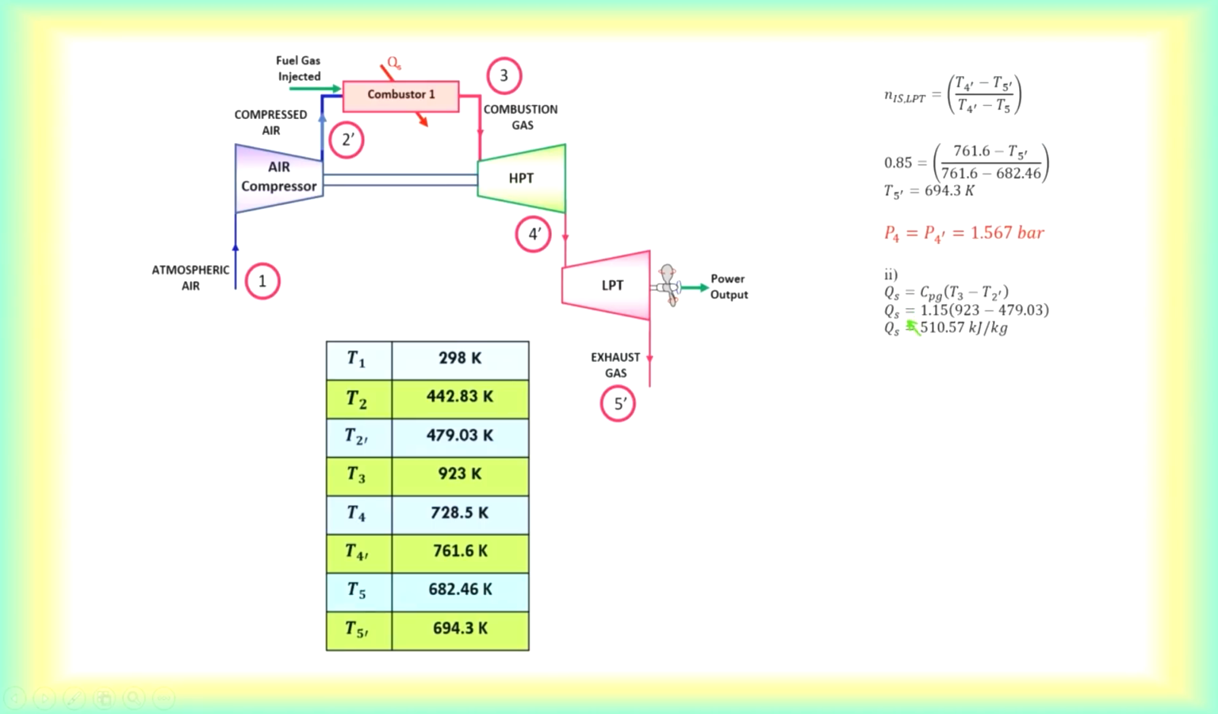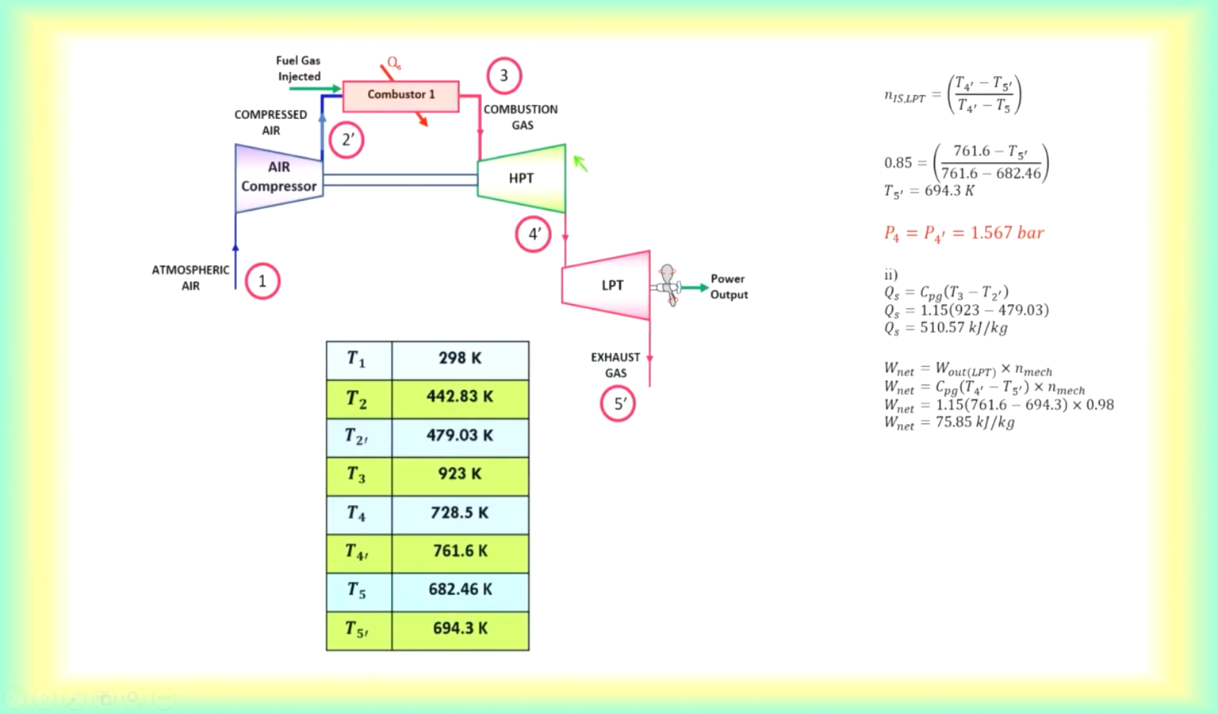They ask us to find the cycle efficiency, right? So you can find out the heat supply. The heat supply is based on the combustor. So remember, it's Cpg (T3 minus T2 prime). We have got our T3 here. That is why I said tabulate all the values that you have got. It's better to do so. So this would be your T2 prime, and this would be your heat supply.